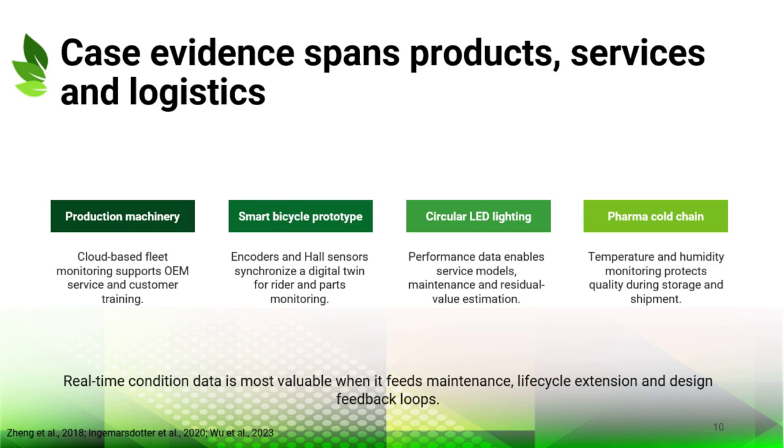A circular LED lighting case shows how IoT infrastructure supports performance-based service models by tracking installed parts, system performance, remaining lifetime, and residual value. In pharmaceutical cold chain logistics, connected temperature and humidity monitoring enables quality assurance during storage and transport. Across these examples, the common pattern is clear.